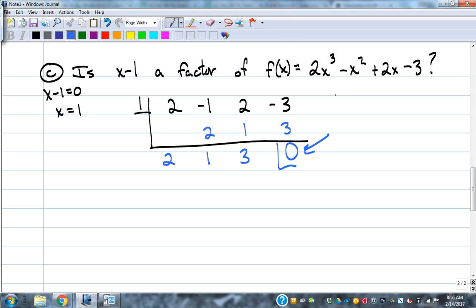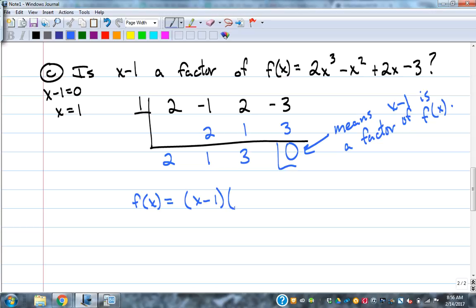That 0 coming in the last spot means x minus 1 is a factor of f of x. Okay. So that means we can factor that polynomial. f of x has x minus 1 as a factor, and then what's left over, or the quotient here, is the other part, 2x squared plus x plus 3. So we're taking a polynomial and using synthetic division, breaking it apart.